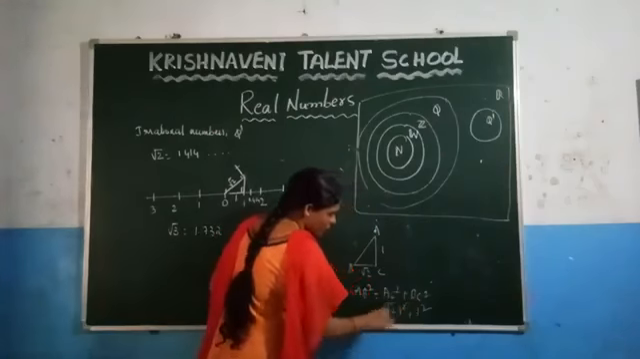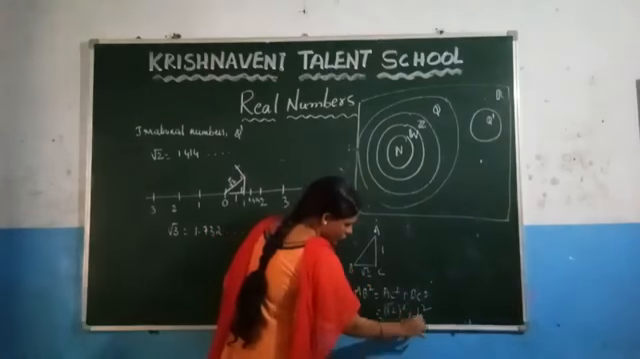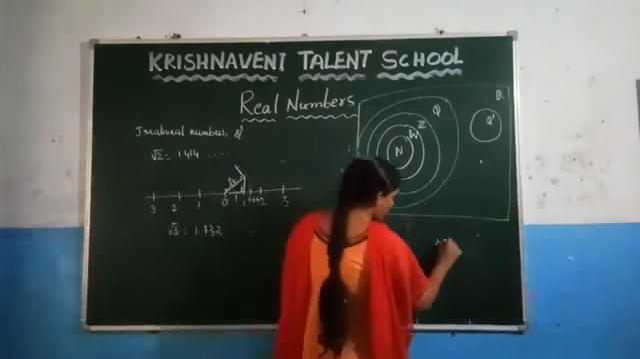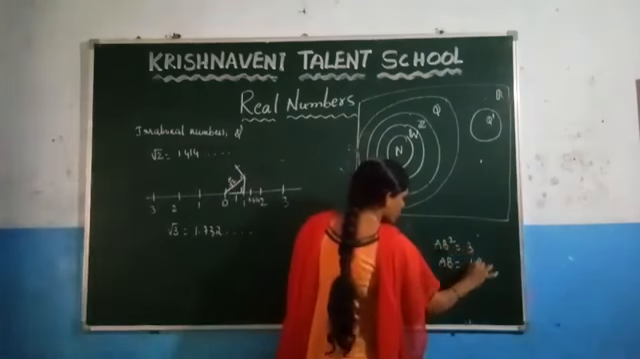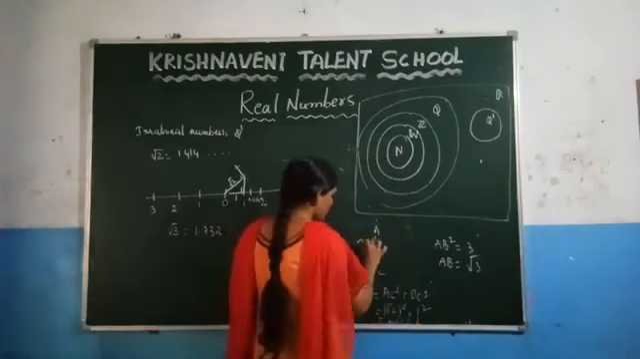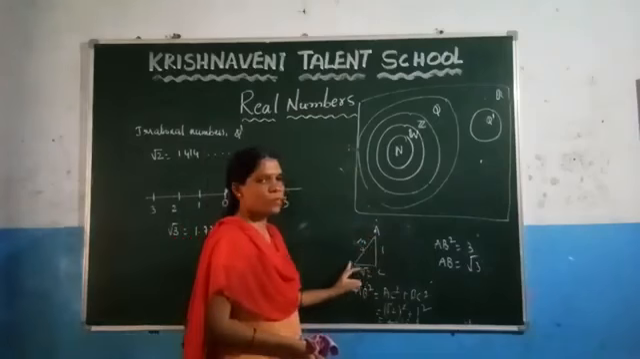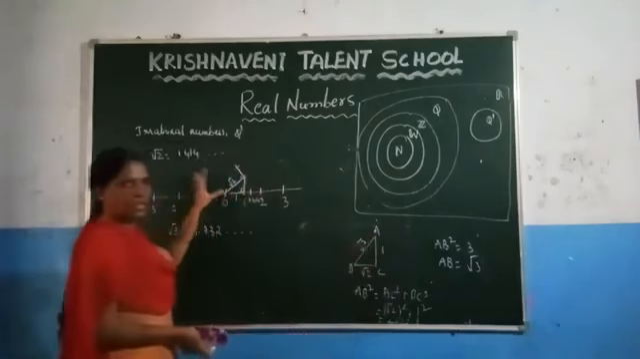You know that the root and square will get cancelled. You will get here 2 and here this is 1. The value 2 plus 1 is 3. So you are getting AB square is equal to 3. What is the value of AB? Which is root 3. So if you consider root 2 and 1 as the other two sides, we are getting the hypotenuse as root 3. Now you have to represent this on a number line.